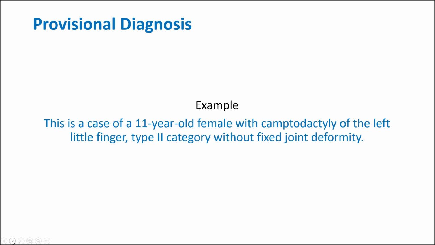So how to make a provisional diagnosis at this stage? This is just an example: it is a case of an 11-year-old female with camptodactyly of the left little finger, type 2 category without fixed joint deformity. So you are mentioning the age of the patient, the finger and the hand, and also the classification of camptodactyly and whether the joints are flexible or a fixed deformity.